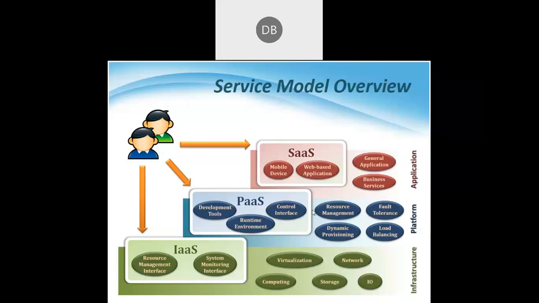SaaS can also be executed on a mobile device. I can open a Google Doc on my mobile application, or I can open it on a web browser, both ways. It is used for general applications. It is used for business services. Now, suppose I'm a developer and I want to develop a certain application for my student information system. I want to collect data of my 2,000 students of my college for counseling and mentoring, and I want to analyze which are the slow learners, which are the fast learners, which are the weak students, which are the bright students, as per the NAAC terminology.